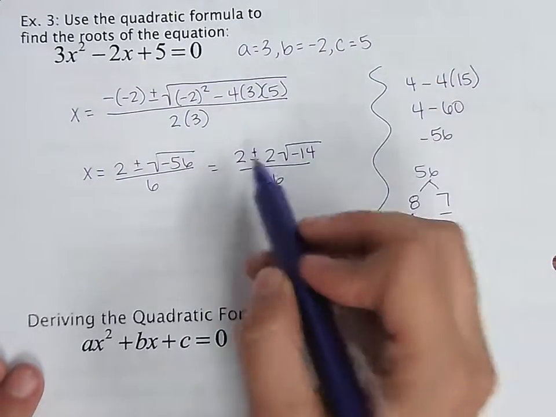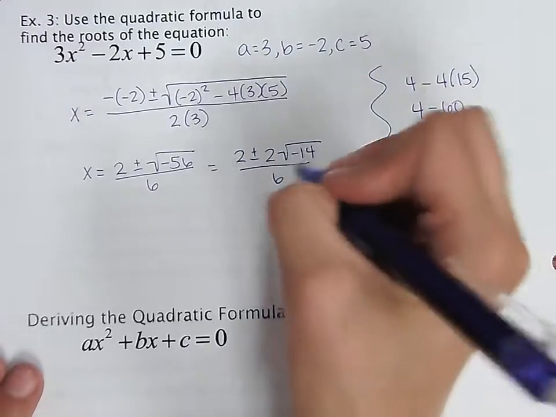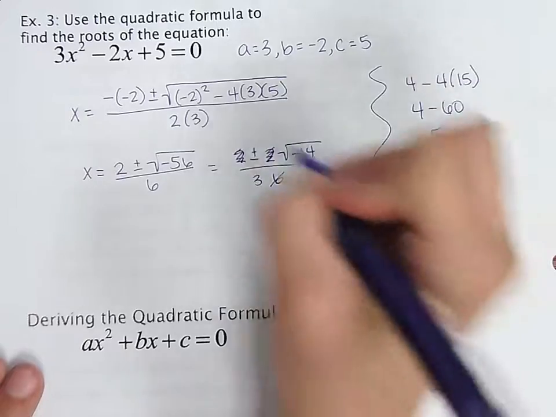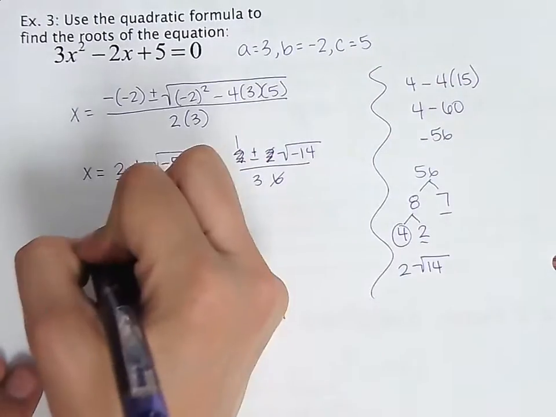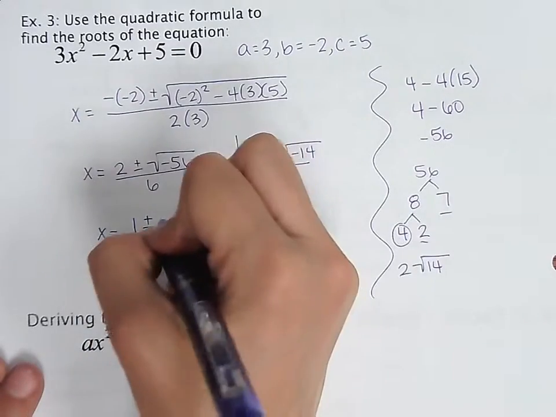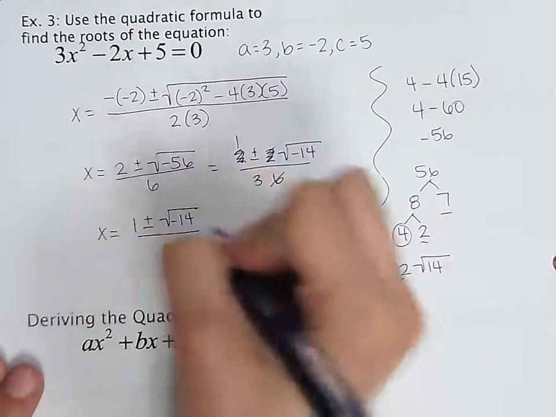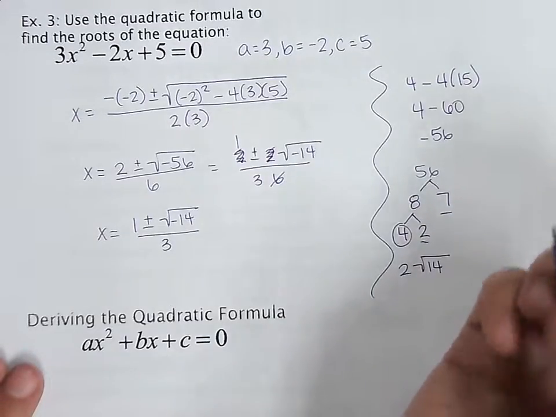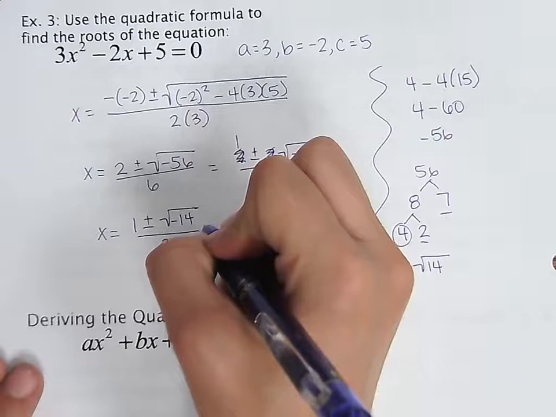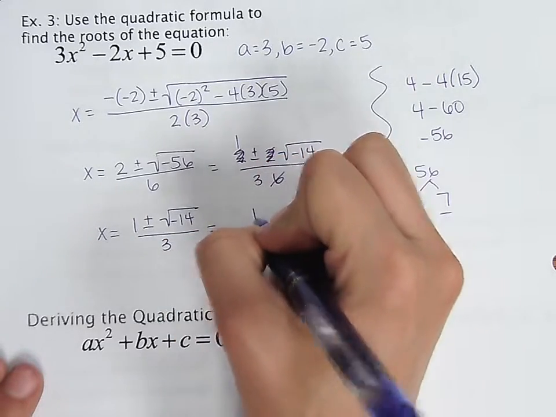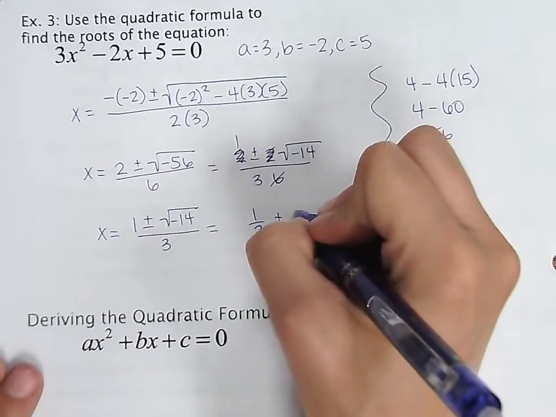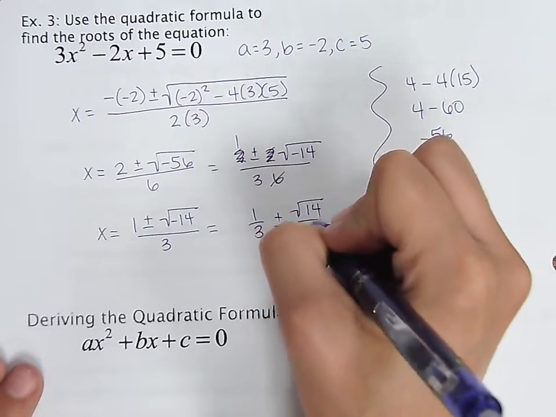6. There's a greatest common factor of 2 on top, so I can factor that out. This would become a 3 down here, and the 2's go away. They turn into 1's. So x is going to equal 1 plus or minus square root of negative 14 all over 3. Well, let's get rid of this negative 14 and make that an i. So this would become 1/3 plus or minus square root of 14 over 3 i.